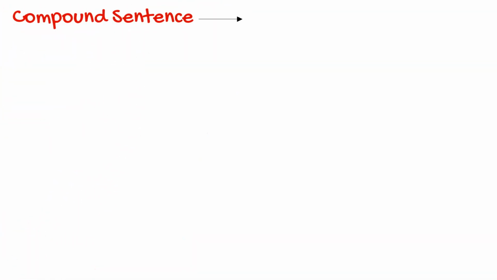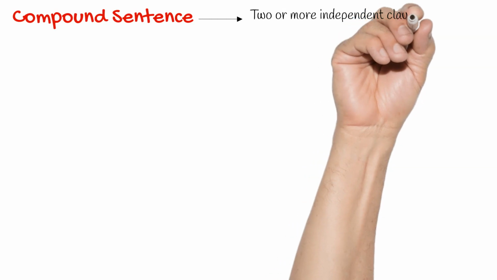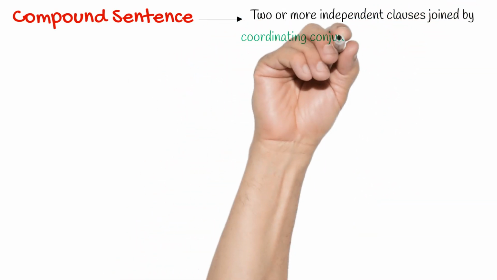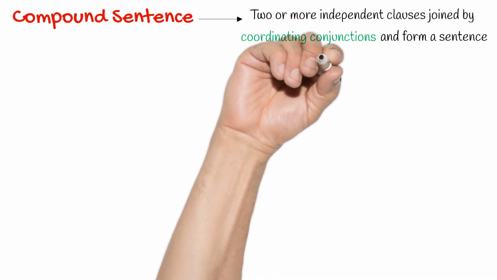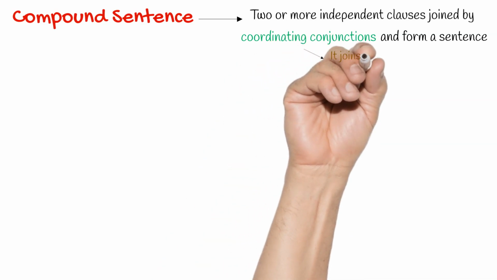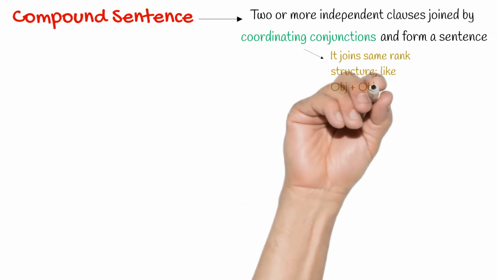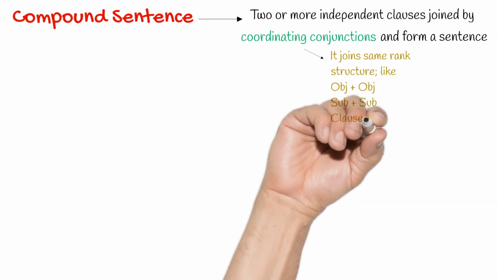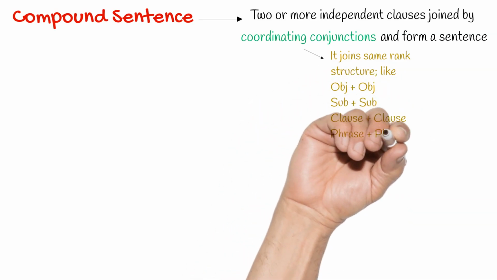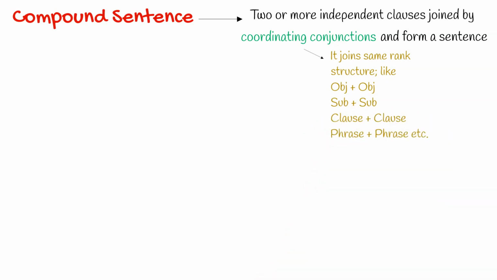What is a compound sentence? If two or more independent clauses are joined by coordinating conjunctions and form a sentence, it is called a compound sentence. Now, what is a coordinate conjunction? When a conjunction joins the same rank structures like object with an object, subject with a subject, a clause with another clause, phrase with a phrase, that type of conjunction is called coordinate conjunction.